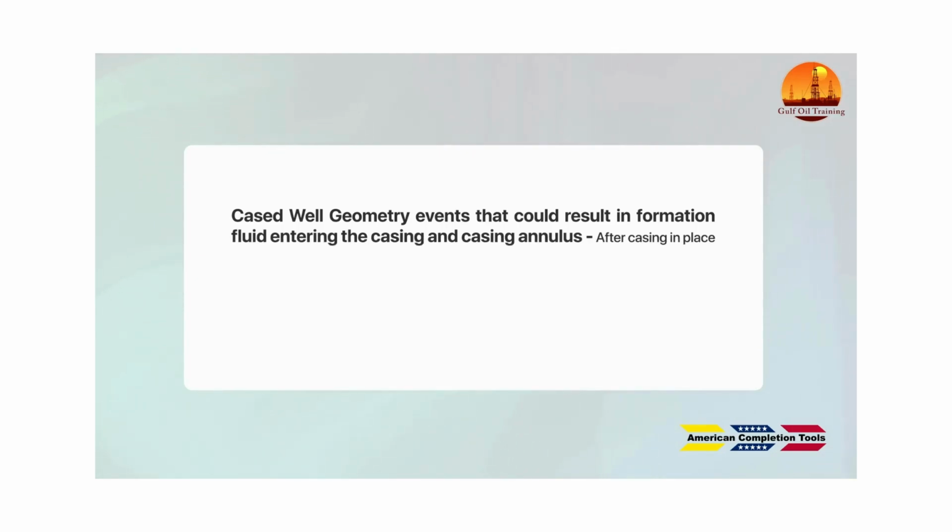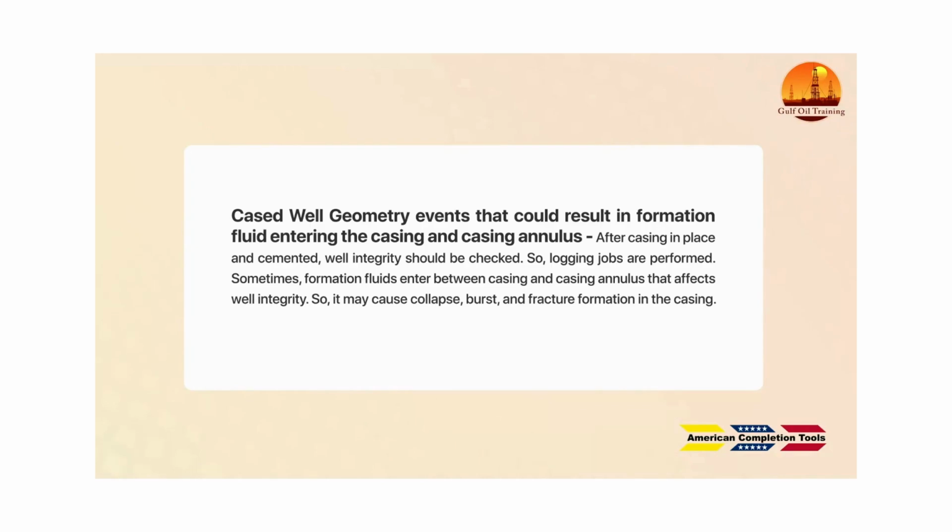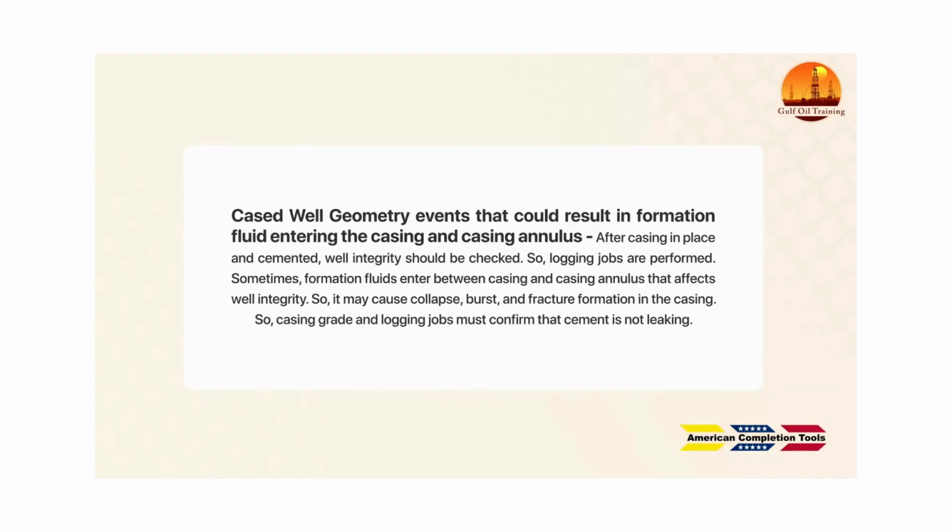After casing is in place and cemented, well integrity should be checked. So, logging jobs are performed. Sometimes, formation fluids enter between the casing and casing annulus, which affects well integrity. So, it may cause collapse, burst, and fracture of the formation in the casing. So, casing grade and logging jobs must confirm that cement is not leaking.